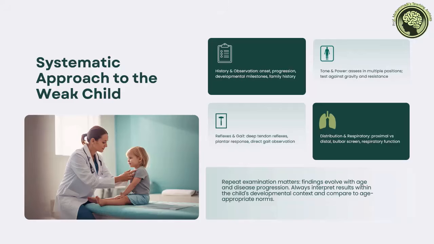During examination, tone and power should be assessed in more than one position. Reflexes and plantar responses should be examined systematically, and the child's gait should be observed directly whenever possible. We should also determine whether weakness is proximal or distal, symmetric or asymmetric, and whether respiratory or bulbar muscles are involved. Because findings can evolve, repeated examination is often more informative than a single assessment.